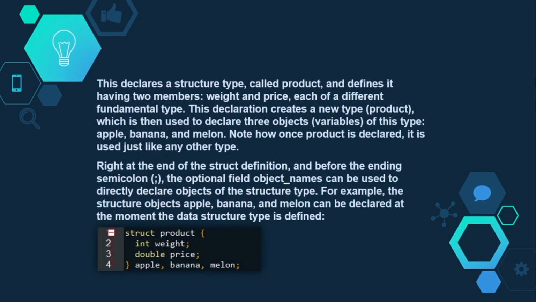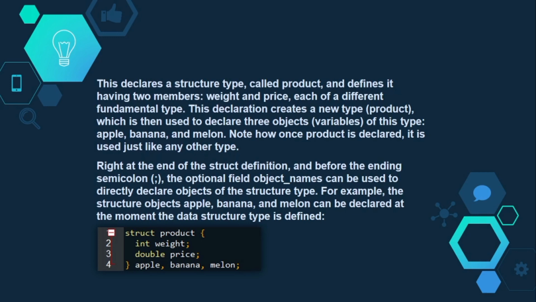This declares a structure type called product and defines that it has two members, weight and price, each of a different fundamental type. This declaration creates a new type, which is product, which is then used to declare three objects, which are variables of this type: apple, banana, and melon. Note how once product is declared, it is used just like any other type.